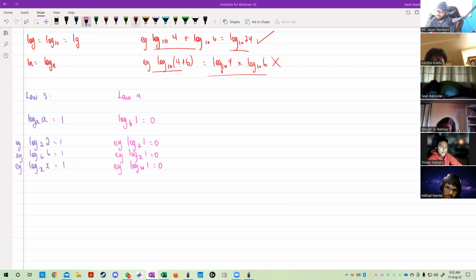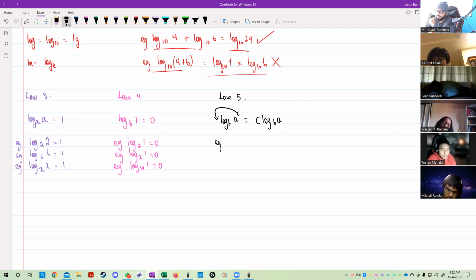Okay, next. Law 5. Now, law 5 is one of those laws that is used extensively in equations. Law 5 states, if I have log of a number raised to a power, I don't care what the base is, the law says that this is called the power law. I can move the power in front. So this is C log of A to base B.